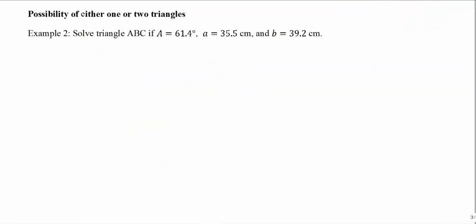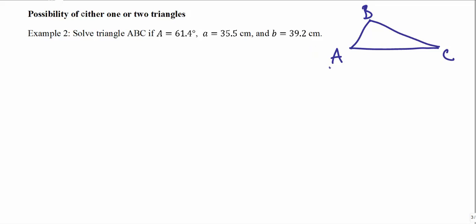Here in this example, we're going to see that there are a possibility of one or two triangles here, and we are asked to solve triangle ABC if we know angle A, side A, and side B. So I always suggest that we make a little picture of our triangle. Not that it's to scale, and not that this is the only possibility, but just to give us an idea of what, if possible, congruence axiom that we're working with.